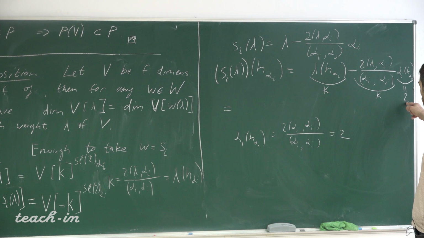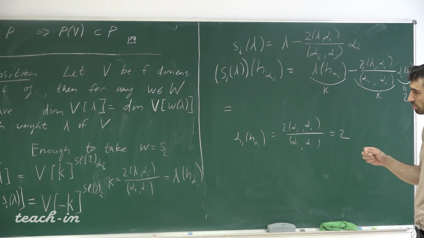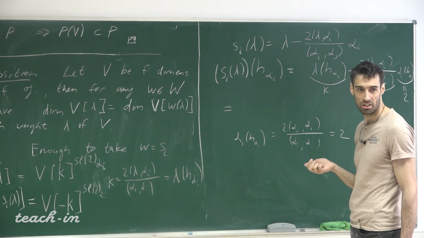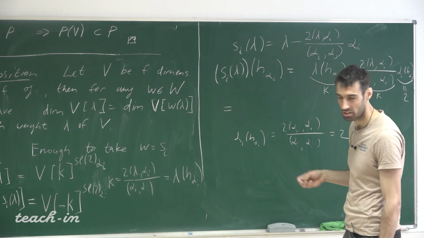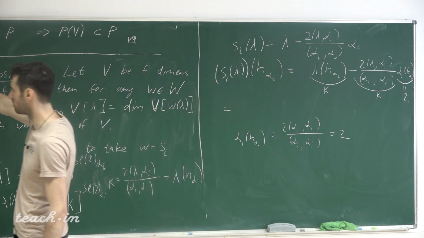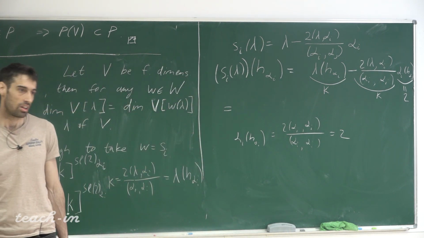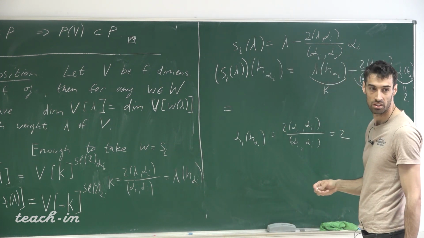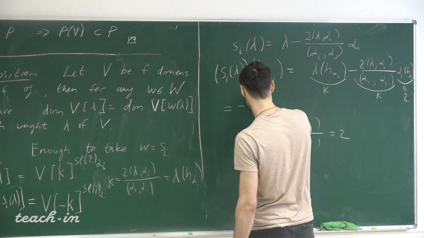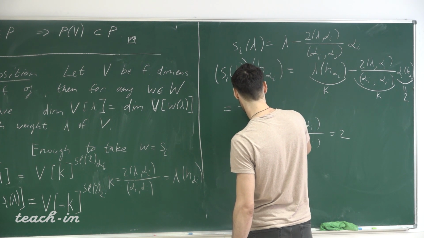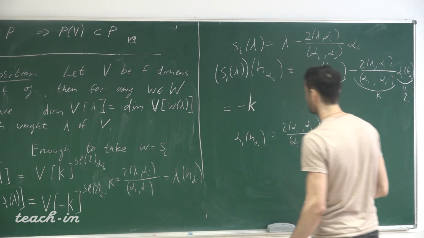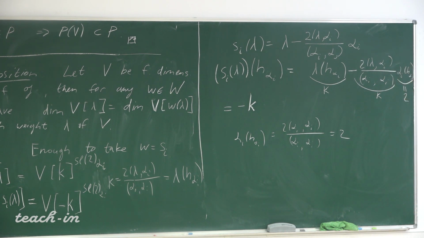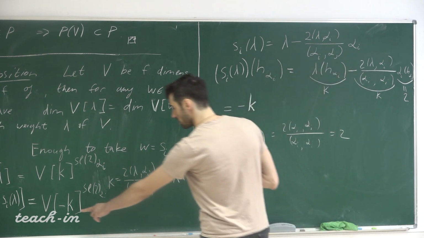It's exactly the 2 that appears in SL2 when you commute H and E and H and F. This is exactly the step 2 that we have all the time. And so therefore we have K minus 2K. So this is negative K. So exactly what we would like to see here.